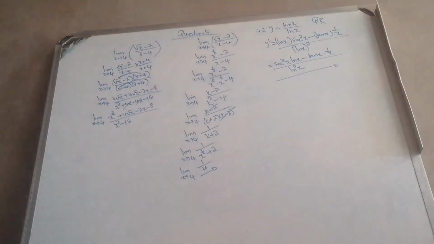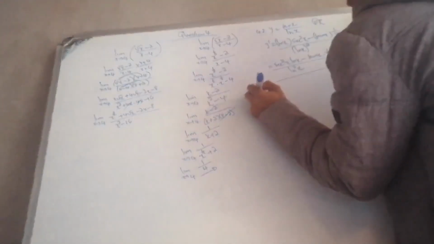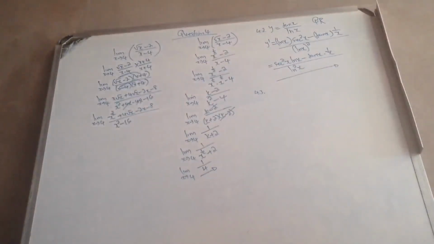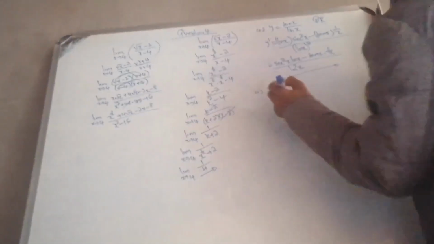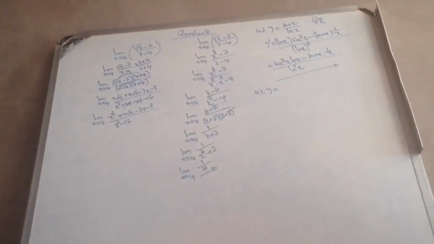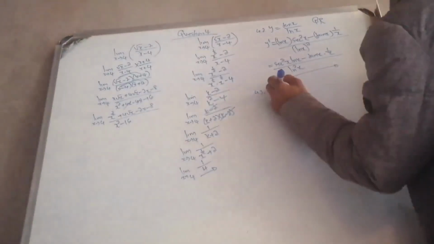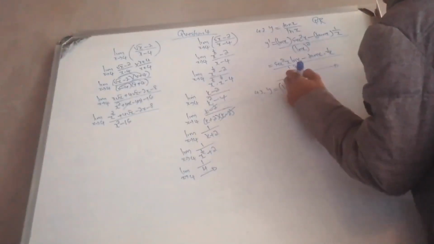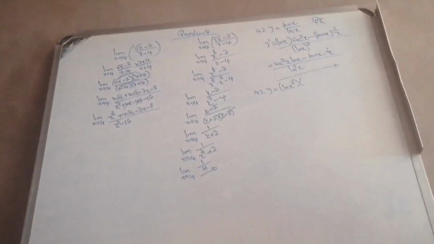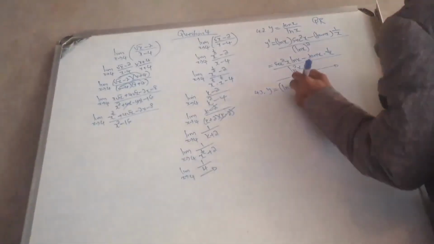And then in 4.3, they say differentiate with respect to x. What are we differentiating? We are differentiating y equals ln squared x, with the aid of the product rule, and 5 marks are provided for this.